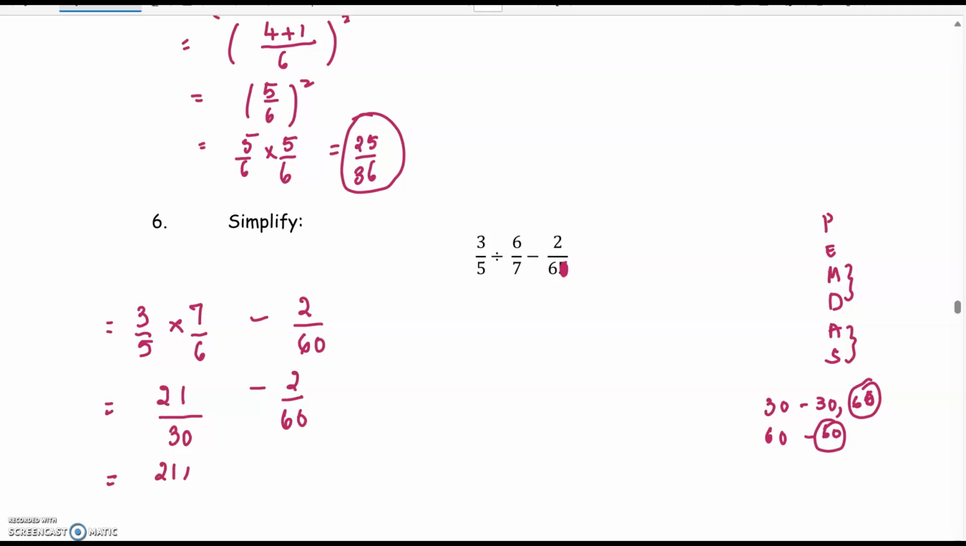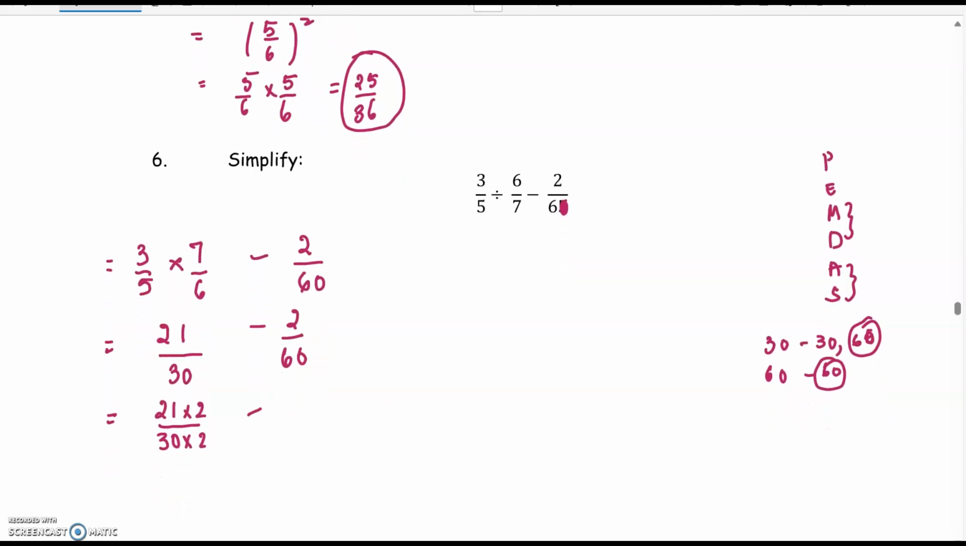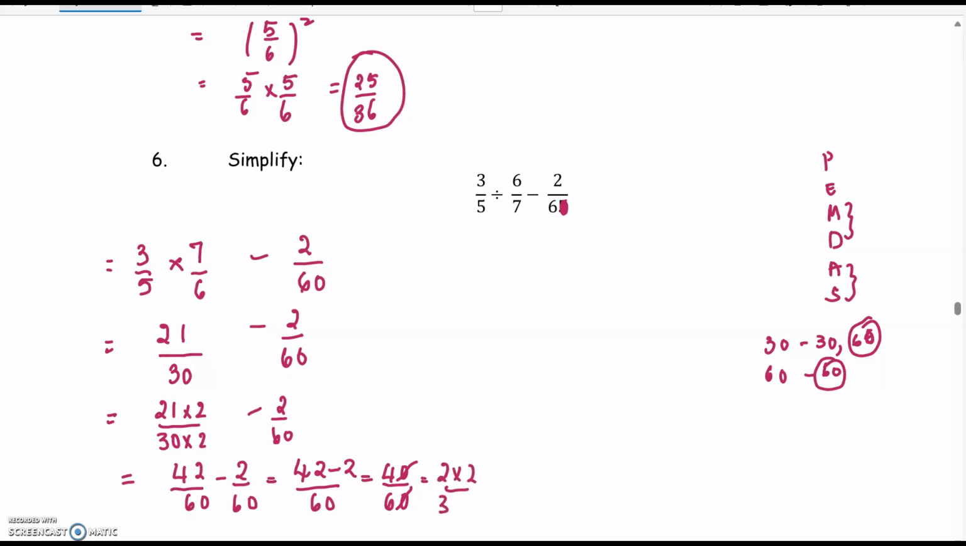So in order to make the 30 as 60, we'd have to multiply the numerator and denominator by 2. Minus 2 over 60 is equal to 21 times 2 is 42 over 60 minus 2 over 60. We need a common denominator, and that's the reason why we found the LCM. So 42 minus 2 is 40 over 60. The 10s cancel. 2 times 2 over 3 times 2. The 2s cancel and you get 2/3.